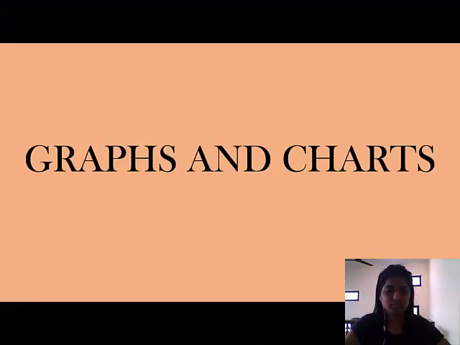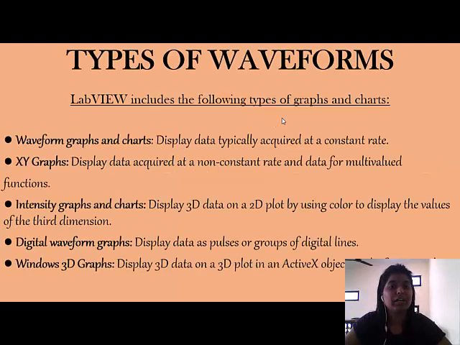Now let's see graphs and charts in more detail. LabVIEW gives you various types of graphs and charts, which come under the name types of waveforms. The first one is waveform graphs and charts, which display data typically acquired at a constant rate. The intervals are at a constant rate.